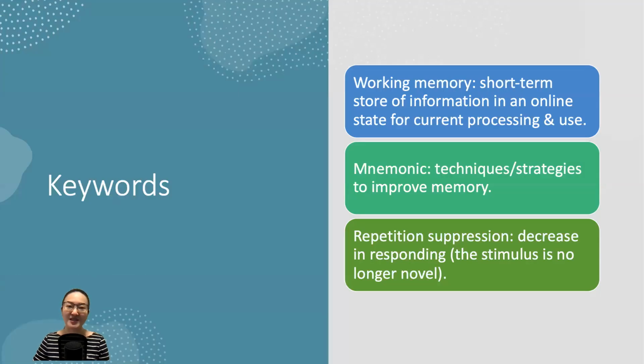Let's learn about the keywords here. Working memory: short-term store of information in an online state for current processing and use. Mnemonic: techniques or strategies to improve memory. Repetition suppression: decrease in responding when the stimulus is no longer novel.